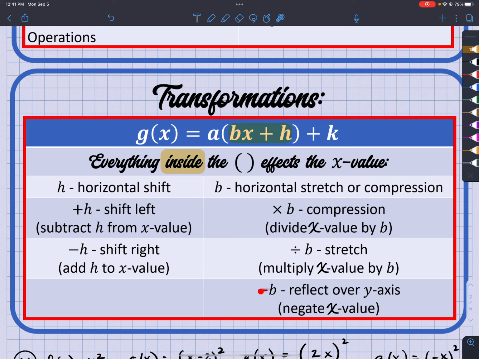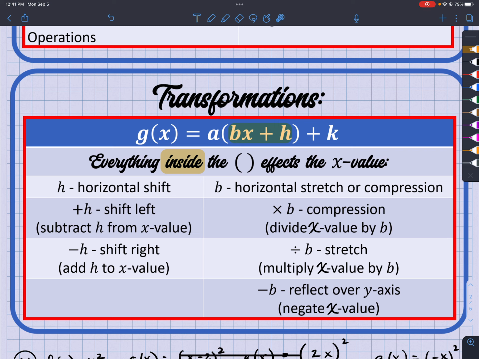And if it's a negative b, which would be multiplying, which now becomes divide by negative, well, if I divide by negative, it's going to be a negative b anyways. That's going to reflect the x value. It's going to reflect over the y-axis, meaning the x value is either going to go positive to negative or negative to positive.